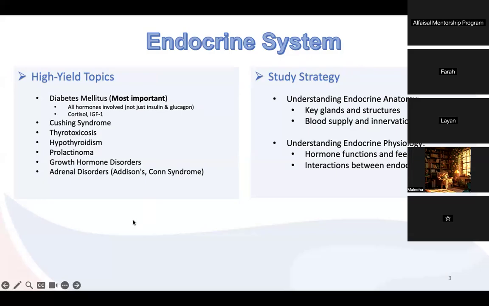You have to understand these topics very well, focus on the anatomy and physiology of these topics, and also if there's any clinical case that is discussed in the lecture, you have to understand it very well. What you need to know in anatomy is that it's the endocrine block, so you have to know everything about the glands and their structures, and of course you need to focus on the blood supply and innervation. For the physiology, you have a lot of hormonal pathways and feedback loops, so these are very important, and you have to understand the interaction between the endocrine organs.